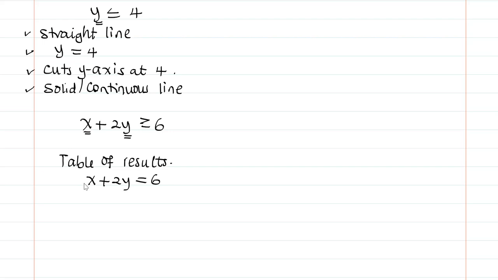Yes, and in this case, you can see our gradient, if we rearrange, would be negative. It will be -1/2 anyway. But that is not your analysis, because the equation of a straight line is y equals mx plus c. So if we make y the subject of the formula, then y becomes 6 over 2 minus x over 2. So our gradient is the coefficient of x, so our m is -1/2.